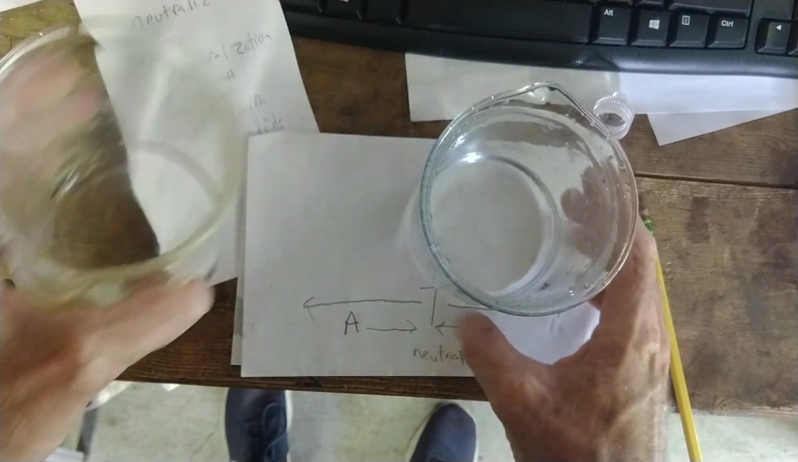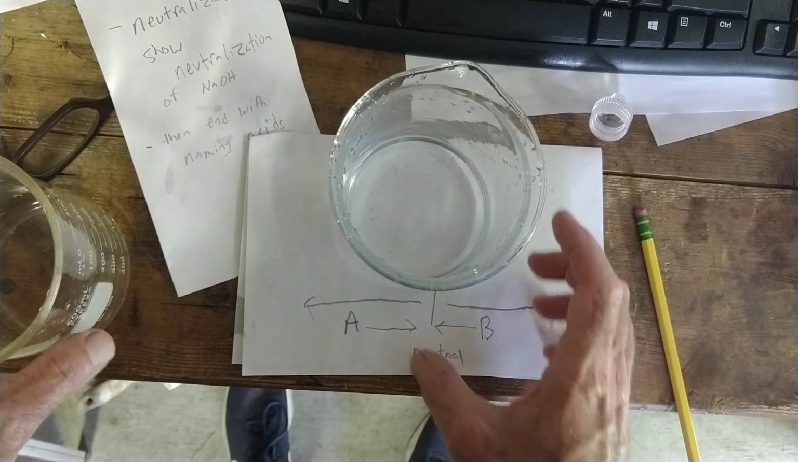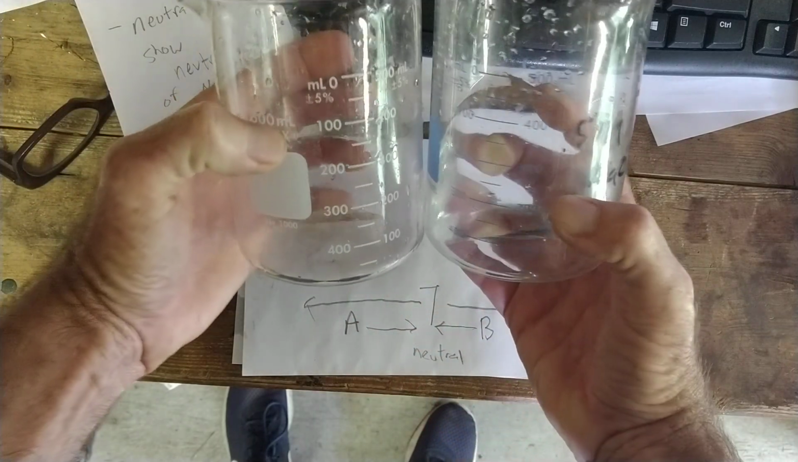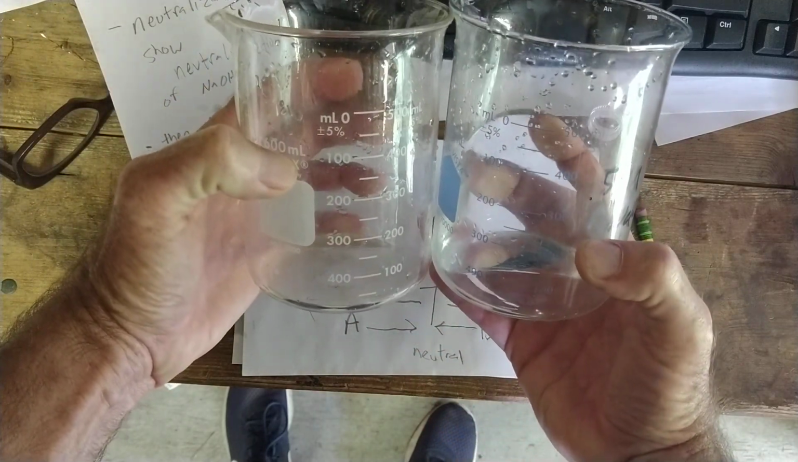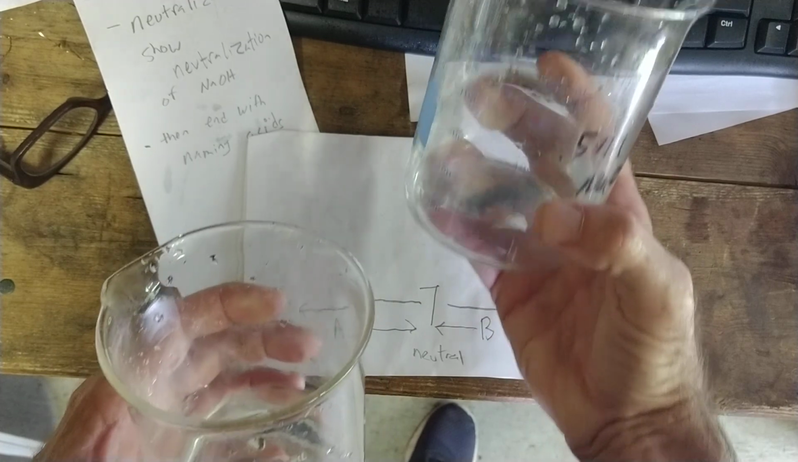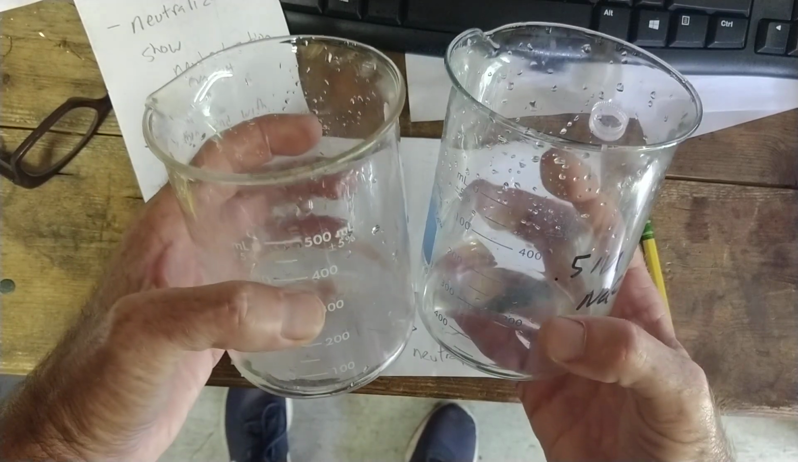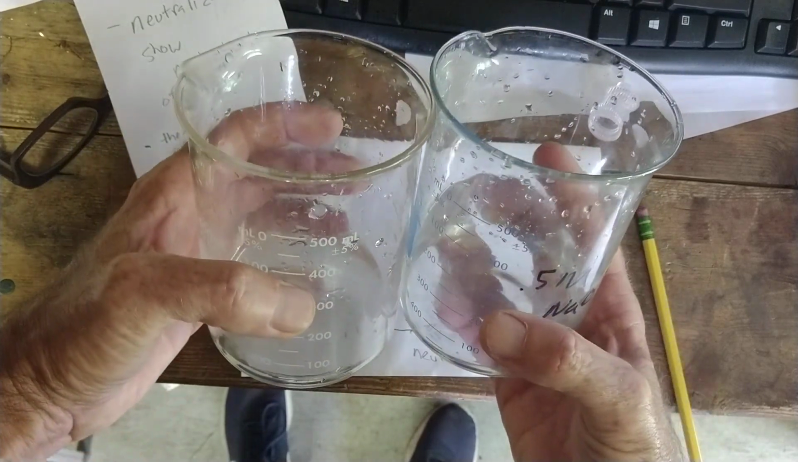Now what I did here was I neutralized it, okay? Now if I measured the exact amount of each that was needed, I could calculate, as long as I knew the pH of one, then I could calculate the pH of the other. And that's called titrating, okay? But we don't have time for that.